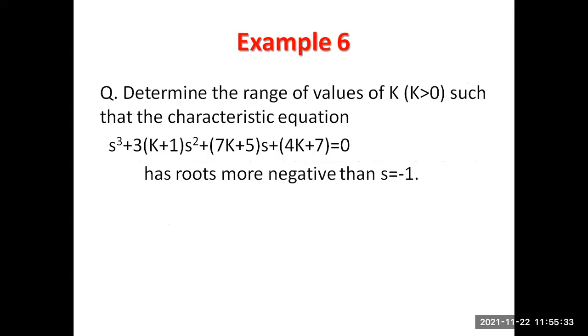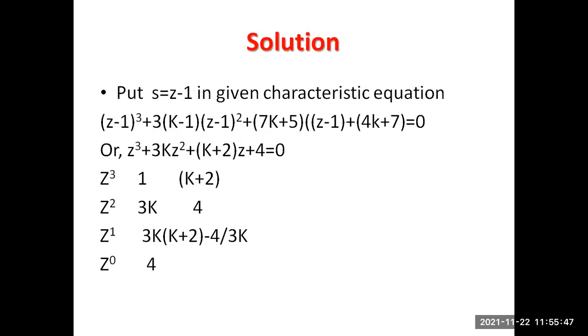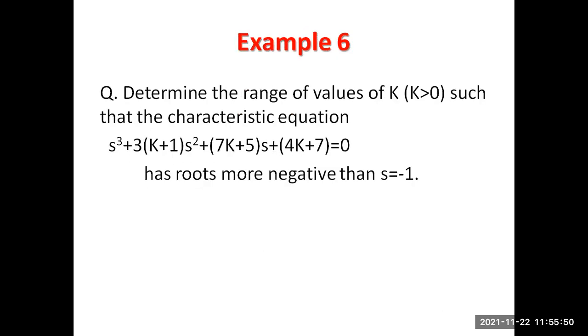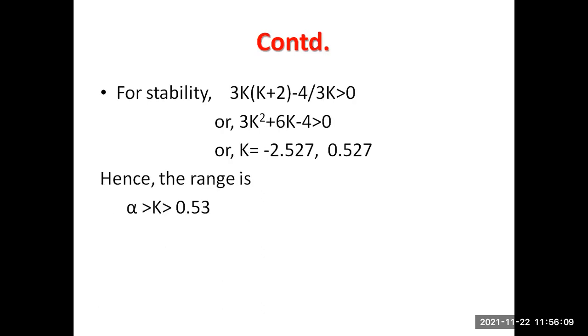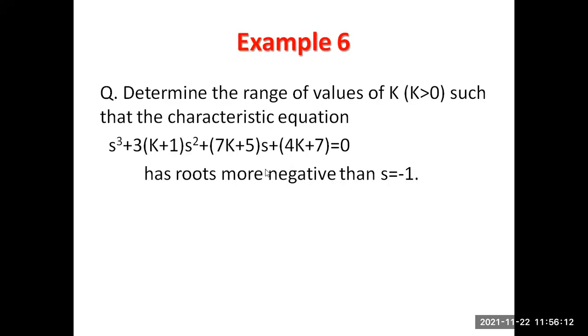So the next problem: determine the range of values of k such that the characteristic equation, this one, has roots more negative than s equal to -1. So what will you do in this case? Here it is written that these roots are more negative than s equal to -1. So what has to be done? We need to substitute s equal to z minus 1 in the characteristic equation. Then you need to form the Routh array in terms of z. Then you need to calculate the stability. Let us calculate this one.